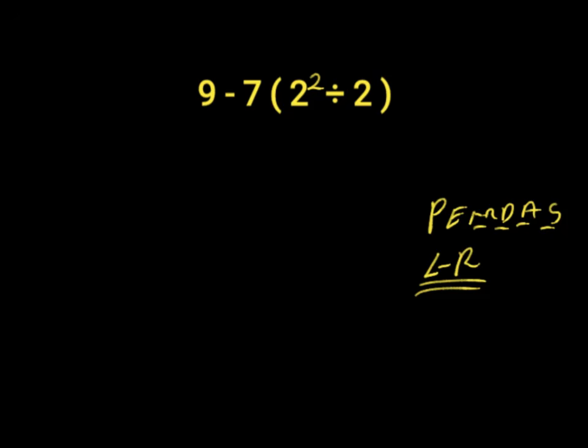First of all, we are going to solve our parentheses. In our parentheses, we have an exponent, which is 2 to the power of 2. 2 to the power of 2 is equal to 2 times 2. 2 times 2 will give us 4. Then we have 4 divided by 2. Then bring down our 9 minus 7 here.